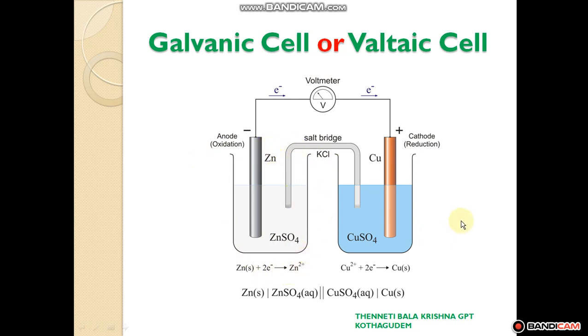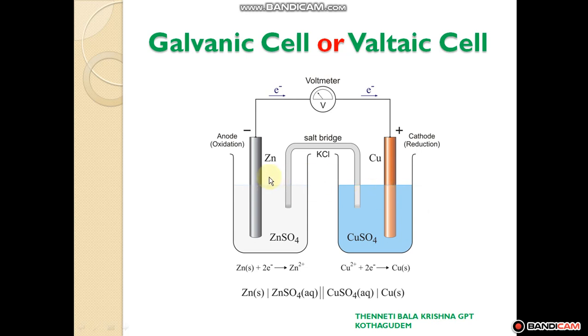Reduction takes place at the second half cell. Here copper is ready to gain the electron. So reduction takes place in the second half cell, and this half cell is called the cathodic half cell. So this is an anodic half cell, and this is a cathodic half cell.